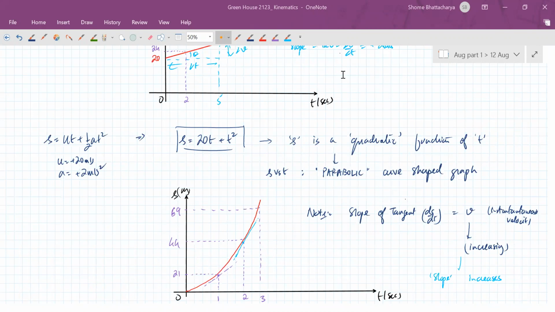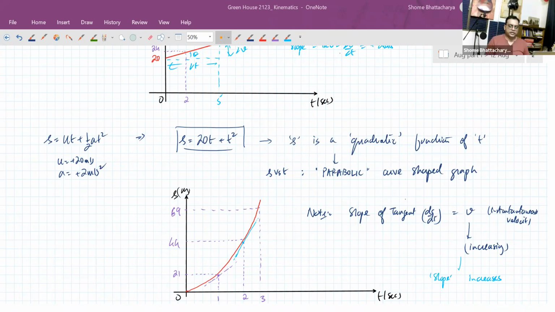Okay, so people, you finished with this graph, all of you? Yes, sir. Okay. Now let's see the other situation.